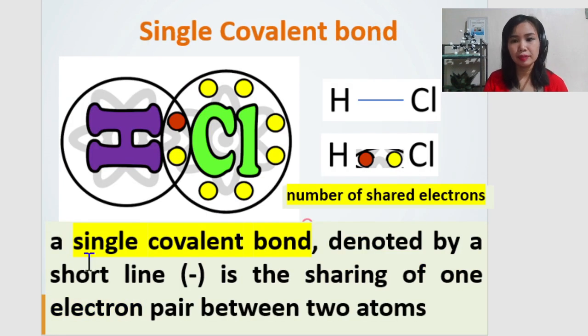So we have here a single covalent bond if what? Sharing of one electron pair, isang pares lang. And then line, no? Short line. It was denoted by a short line.